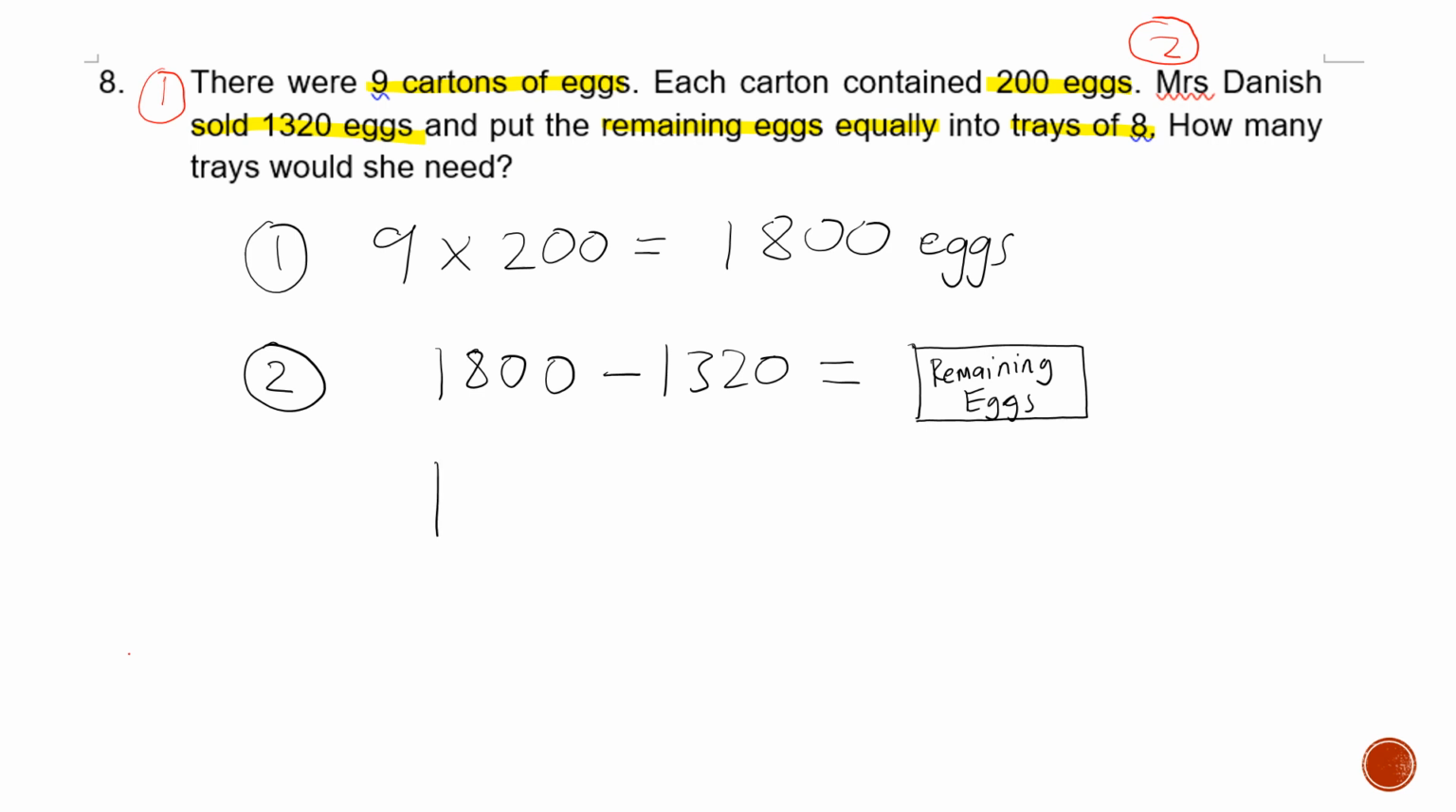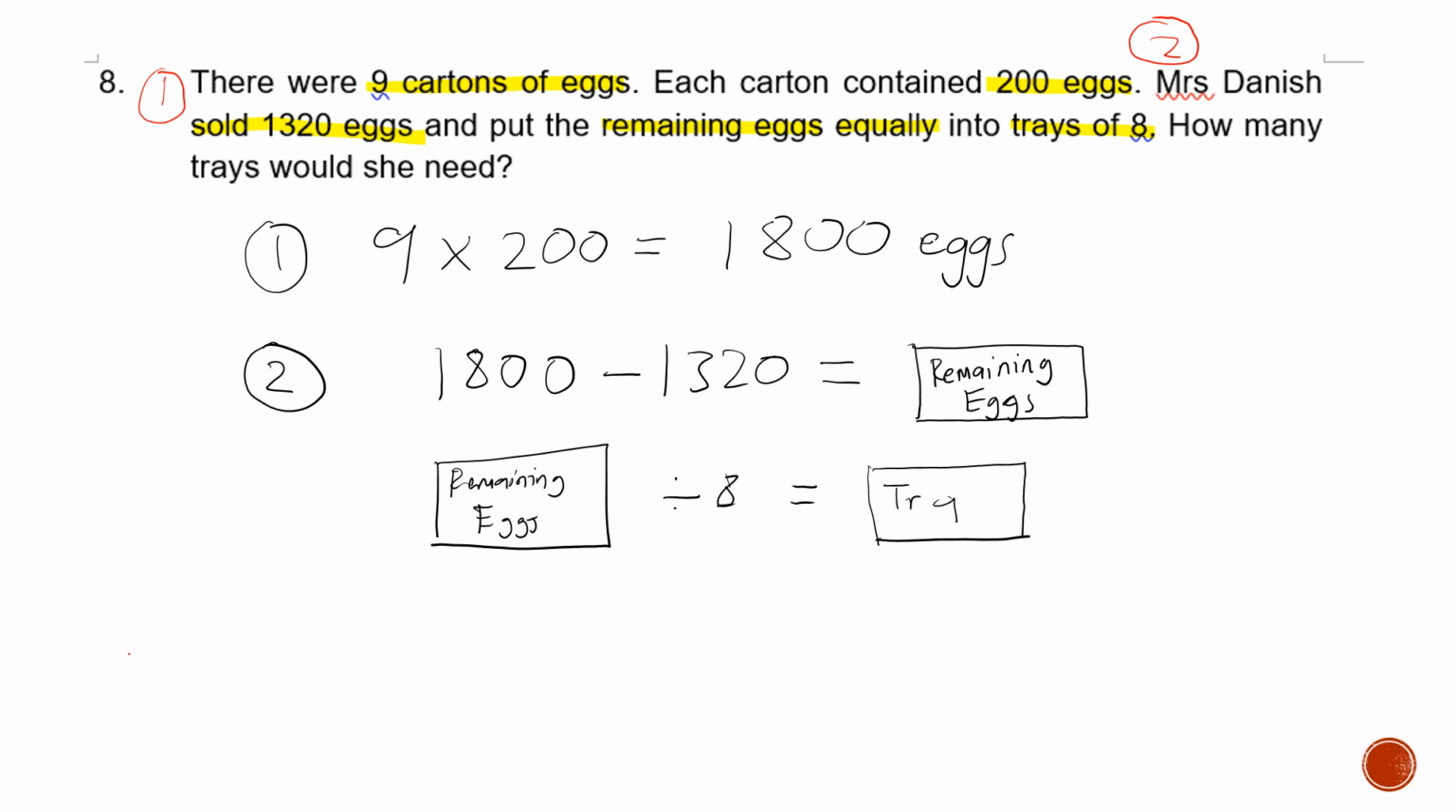And then finally, you take the answer in the box, the remaining, sorry about my handwriting, and then you divide it into groups of 8, and then you get your final answer. So this final box over here is the number of trays. Okay, so you can solve this yourself. Thank you.